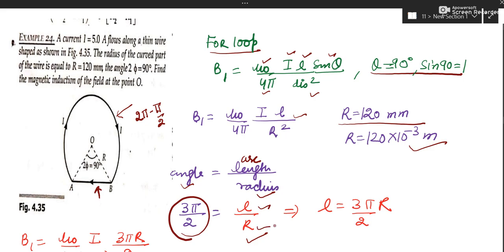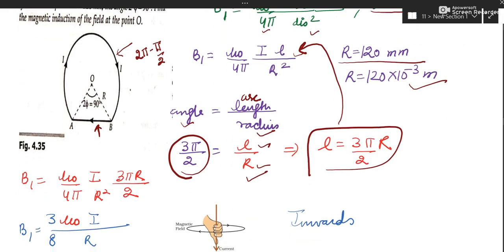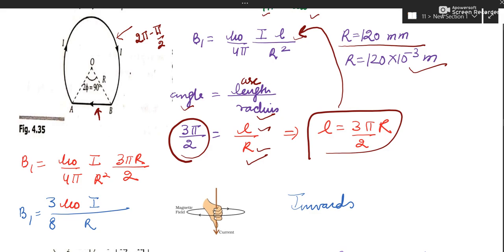The length of the arc you can obtain, and substitute here. Substitute peacefully, then talk about the direction. The direction of current is like this. Keep your right hand curls in such a way that the curls are along this. So the thumb is down, so it is inwards, normally into the plane of paper. Substitute, do the mathematics. This is the magnetic field due to the loop portion, due to the circular curve. Now what is left?